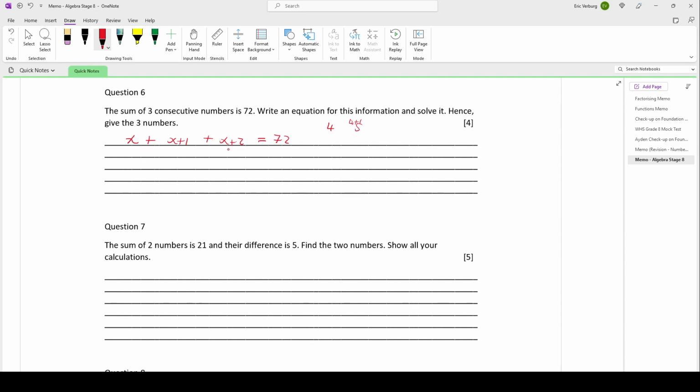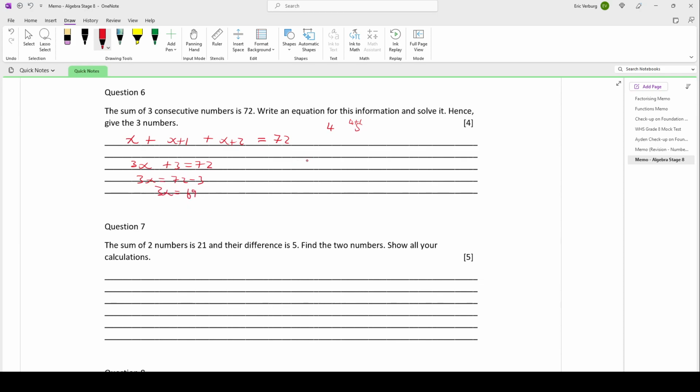So x plus x plus x is 3x. And then 1 plus 2 is 3 equals 72. Now to get rid of plus 3, we minus 3. So 3x equals 72 minus 3. And that gives us 3x equals 69.